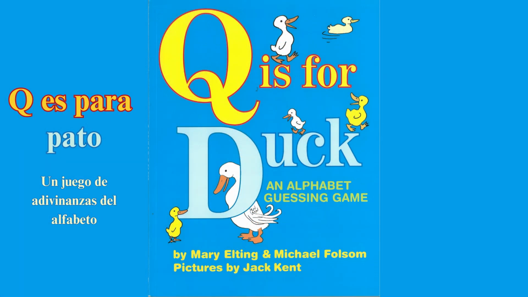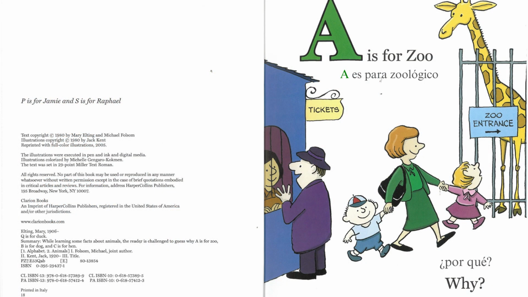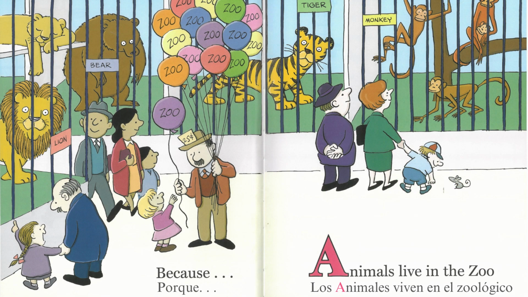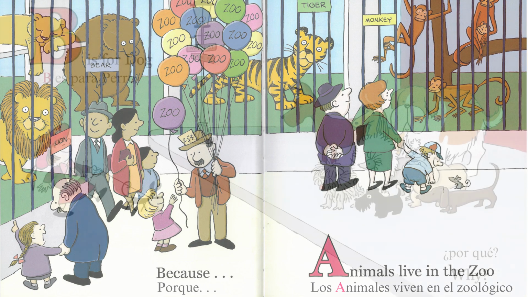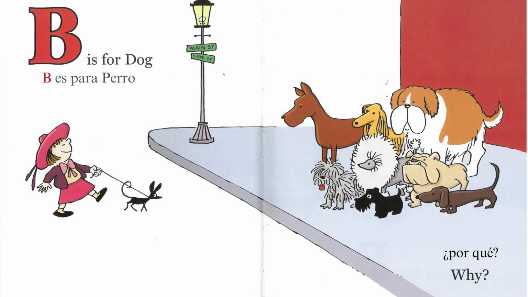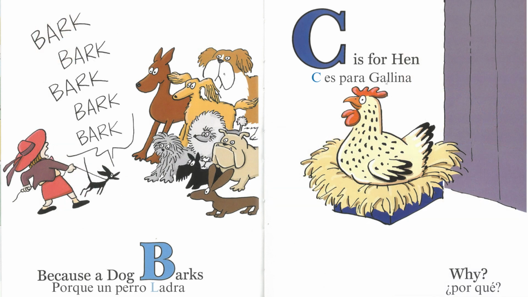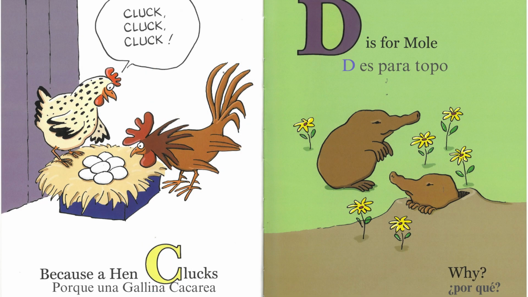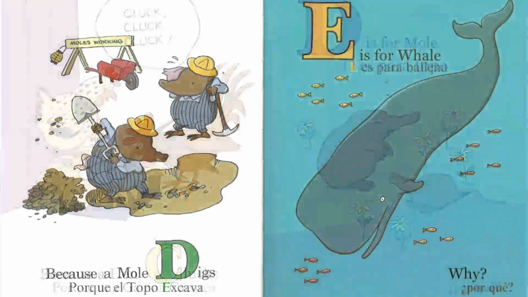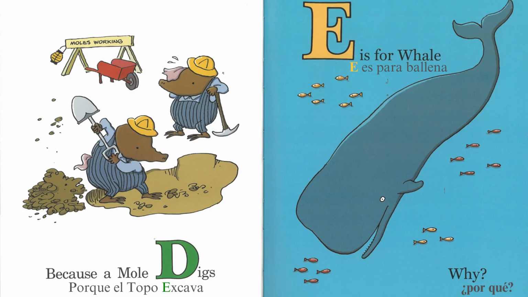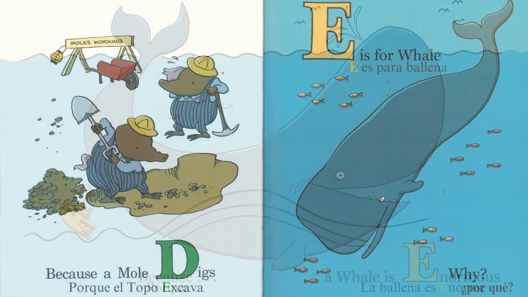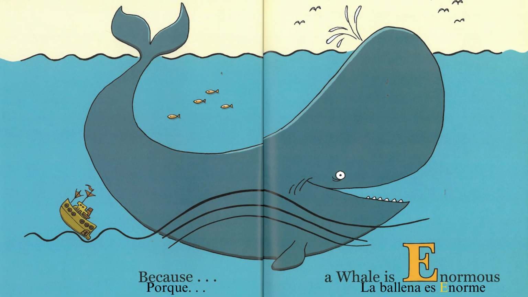Q is for Duck by Mary Elting and Michael Folsom. A is for Zoo. Why? Because animals live in the zoo. B is for Dog. Why? Because a dog barks. C is for Hen. Why? Because a hen clucks. D is for Mole. Why? Because a mole digs. E is for Whale. Why? Because a whale is enormous.